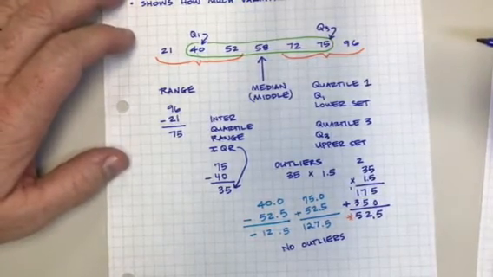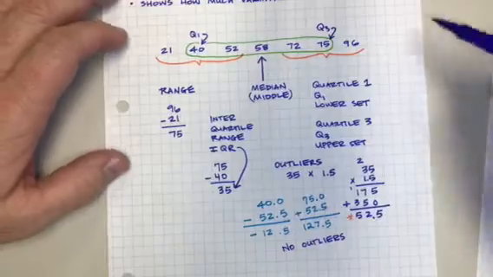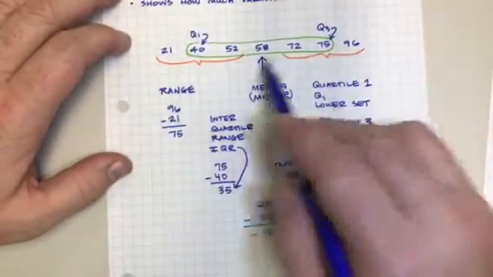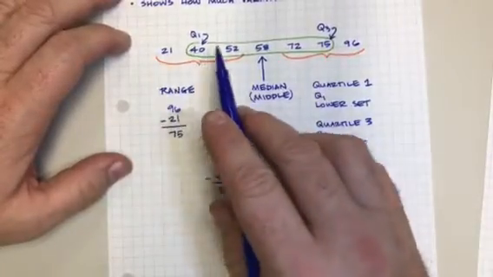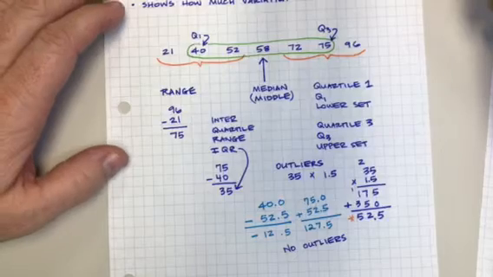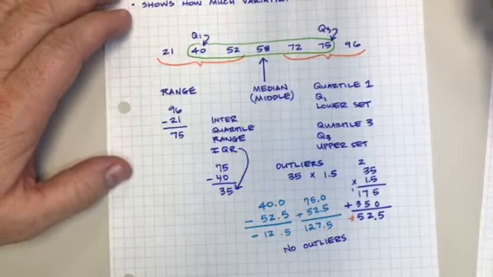I'm going to do one more video to show how it looks if your data set has an even number of numbers in it. Remember, this one had 1, 2, 3, 4, 5, 6, 7. I'm going to show you in part 2 what it looks like if you have an even number in there.